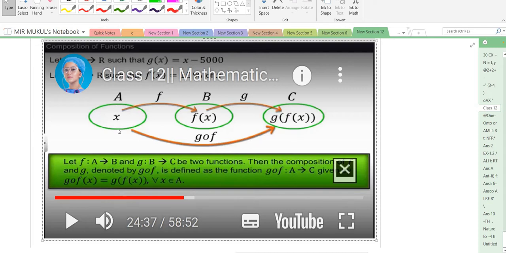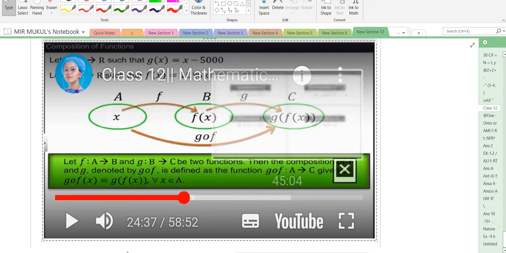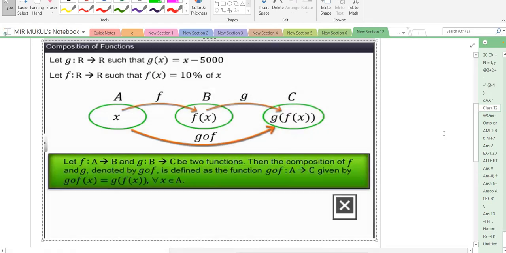So understood, here two functions. Here f is from A to B and another function g is from B to C. Now if you find the image of x under g∘f, actually g∘f is a new function from A to C and it will be defined as g of f of x, right? Now x belonging to A.